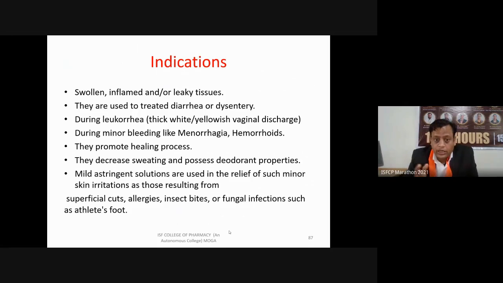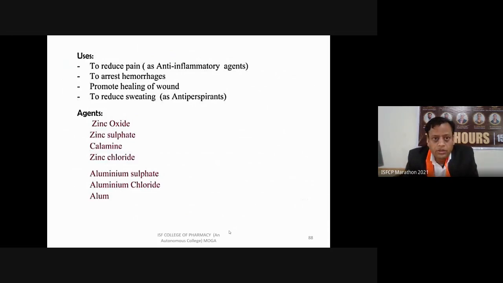They decrease sweating and possess deodorant properties, because they reduce the permeability of the upper surface. Mild astringent solutions are used in relief of minor skin irritations, such as those resulting from superficial cuts, allergies, and insect bites. Uses: they reduce pain, arrest hemorrhages, promote healing of wounds, and reduce sweating. Various agents included under astringent action are zinc oxide, zinc sulfate, calamine, zinc chloride, aluminum sulfate, aluminum chloride, and alum.